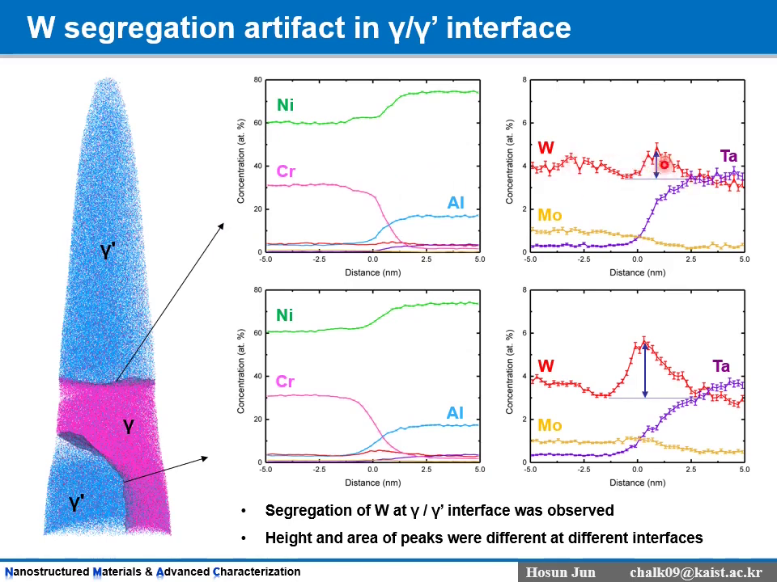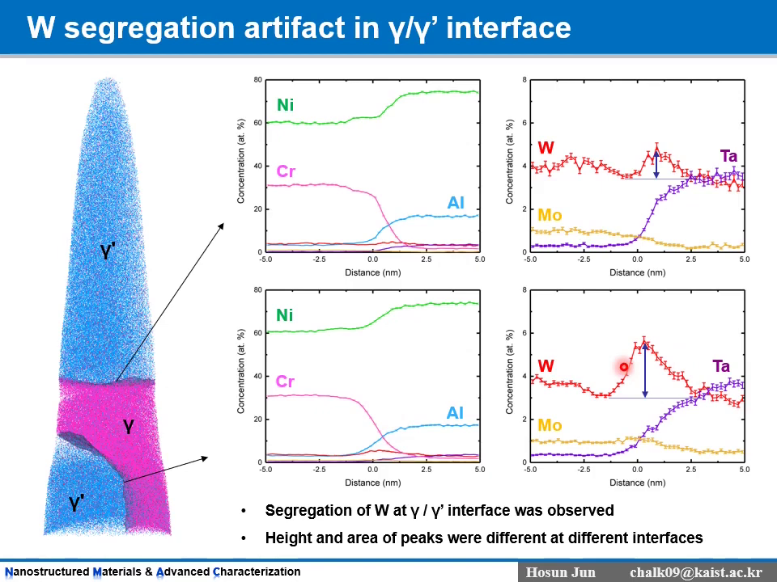First, unlike other elements, tungsten has a segregation peak at the interface, and second, the area and the height of this peak are different at different interfaces. In other APT data from the same specimen, this difference in peak height was also observed. At the interface with gamma prime phase on the top, the peak was lower, and at the interface with the gamma phase on the top, the peak was higher.